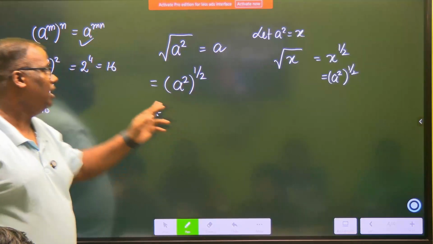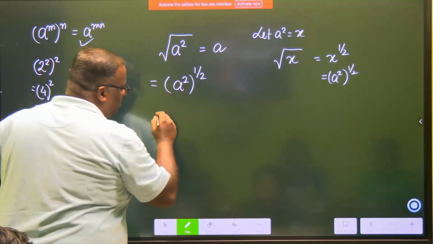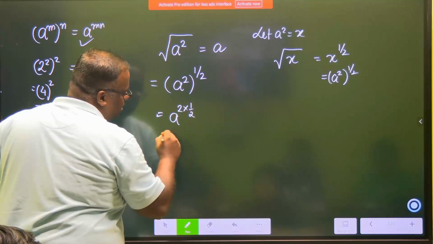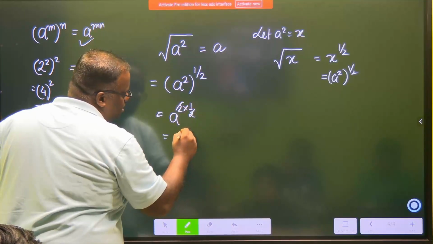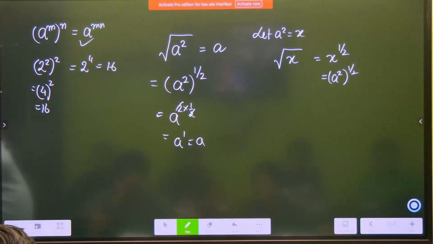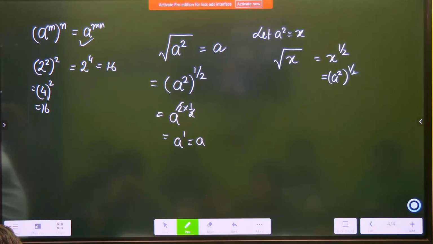Clear? Now try to do this multiplication. A to the power 2 into 1 by 2. How much is it? 2 and 2 cancels. A to the power 1, which is a. That is how it's proved. Why square root of a square is a? अब क्लियर हुआ? ये लिख लीजिए, ये आपको इजी रहेगा.